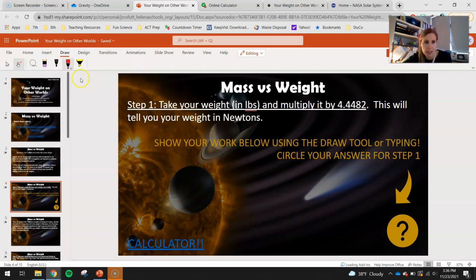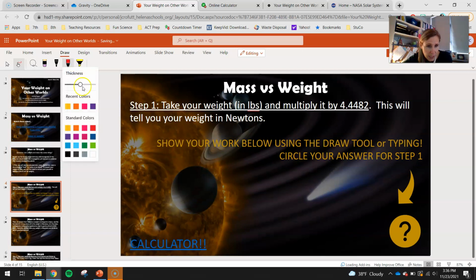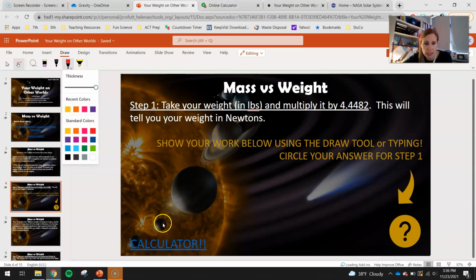I'm just going to use the draw tool because it's easier for me right now. Okay, so there is a calculator on this as well for you guys. If you right click this link, you will see a calculator that looks like this.